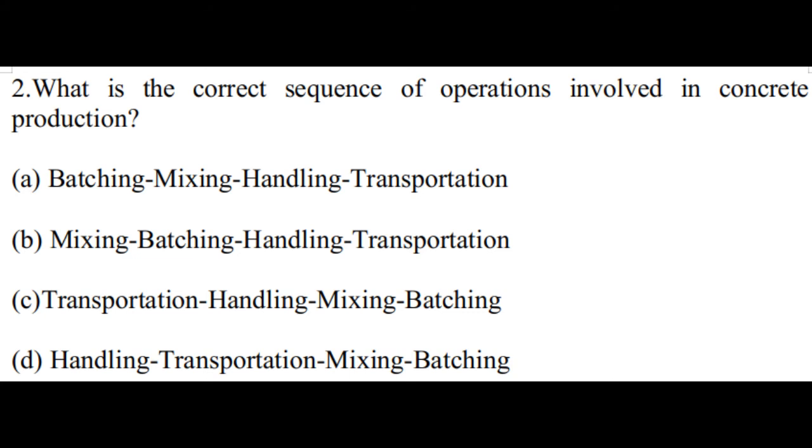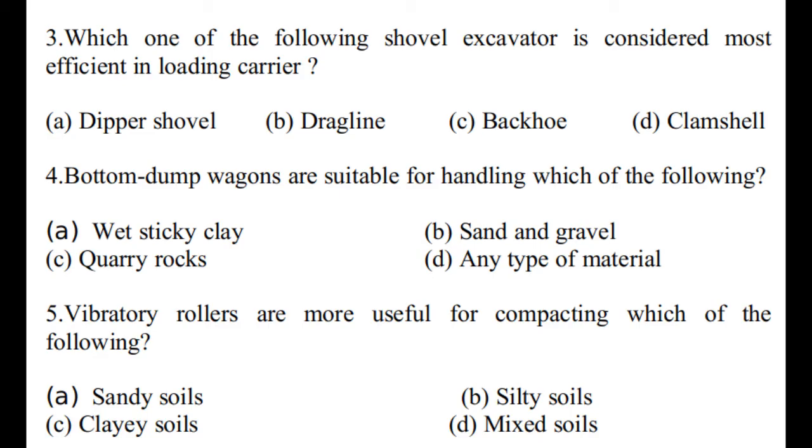Option A. Batching, mixing, handling, transportation. Option B. Mixing, batching, handling, transportation. Option C. Transportation, handling, mixing, batching. Option D. Handling, transportation, mixing, batching. So the correct sequence of operations involved in concrete production is batching, mixing, handling, transportation. That is, option A is correct.